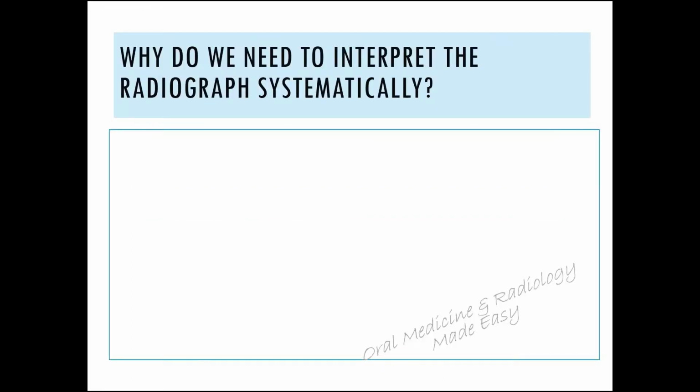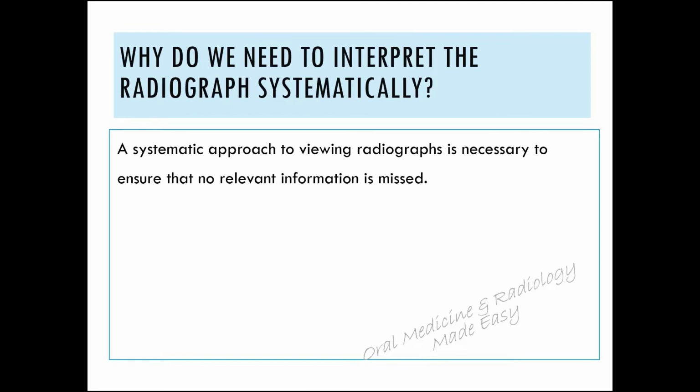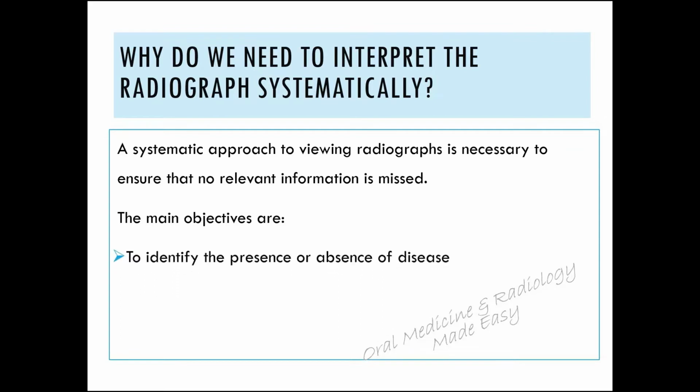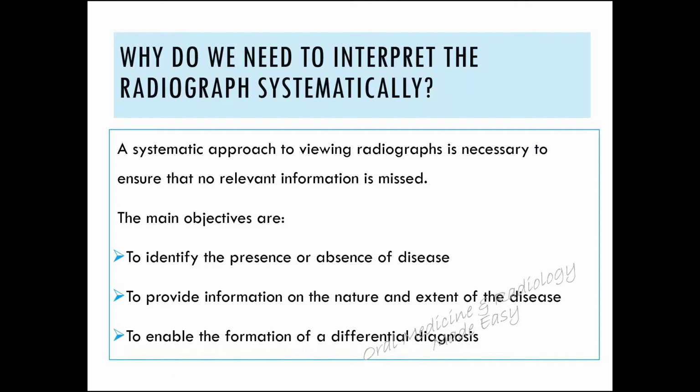Why do we need to interpret the radiograph systematically? A systematic approach to viewing the radiographs is necessary to ensure that no relevant information is missed. The main objectives are to identify the presence or absence of disease, to provide information on the nature and extent of disease, and to enable the formation of differential diagnosis.